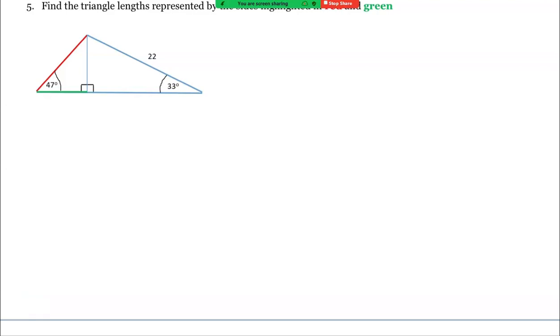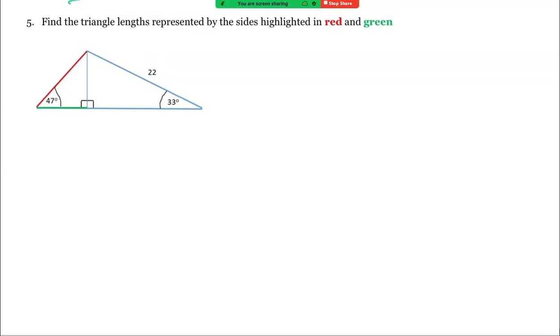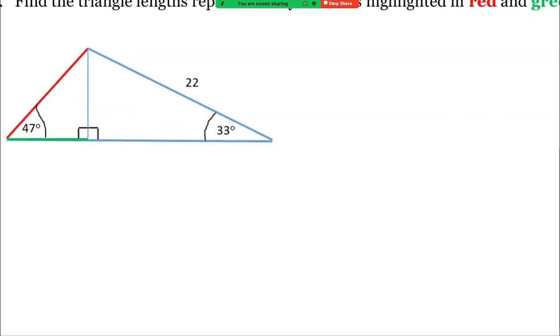Okay, in this video, we're going to continue working on the 6.2 practice, day 1. And we're going to start where we left off on problem number 5. Here they say, find the triangle lengths represented by the sides highlighted in red and green. I look at that and I say, I can't see any values of side lengths in the left-hand triangle. So I'm going to use this altitude, and this is the altitude right here.